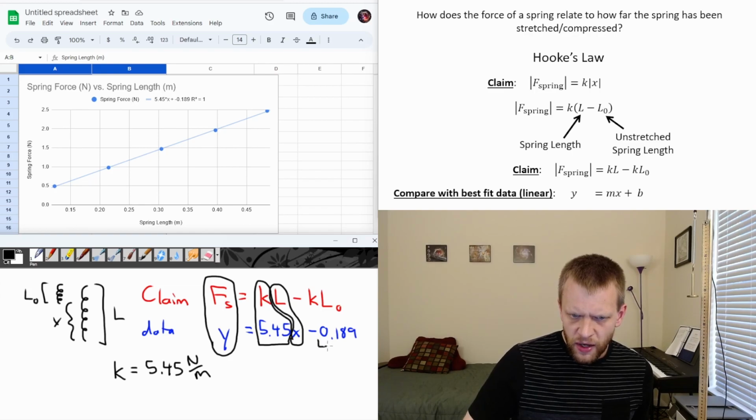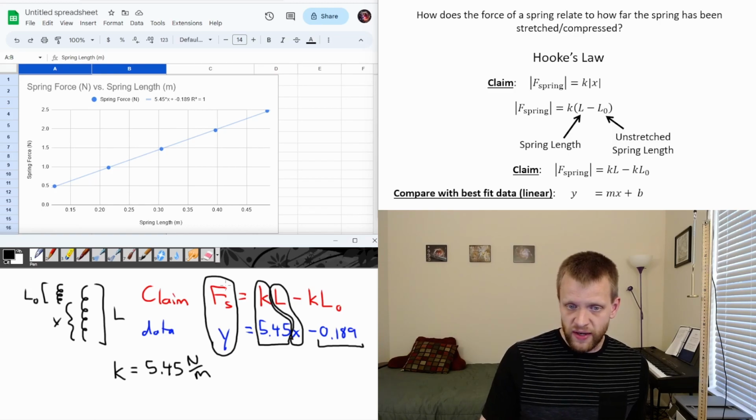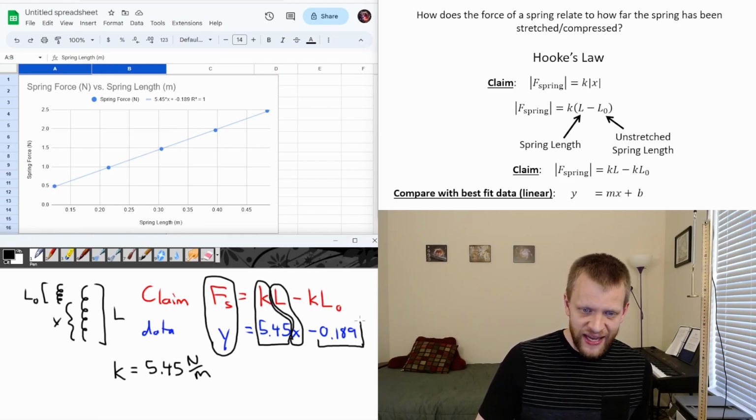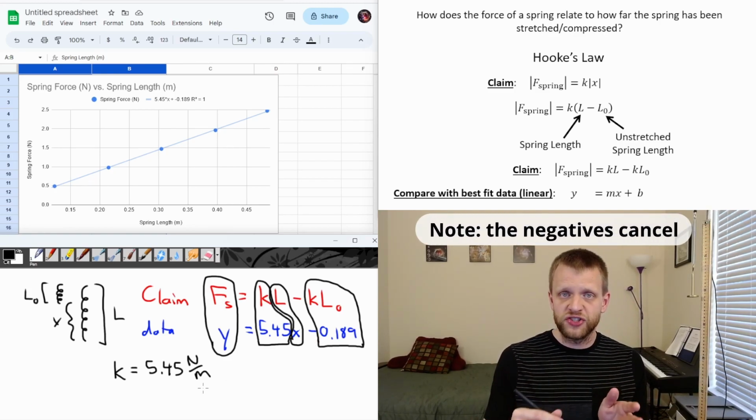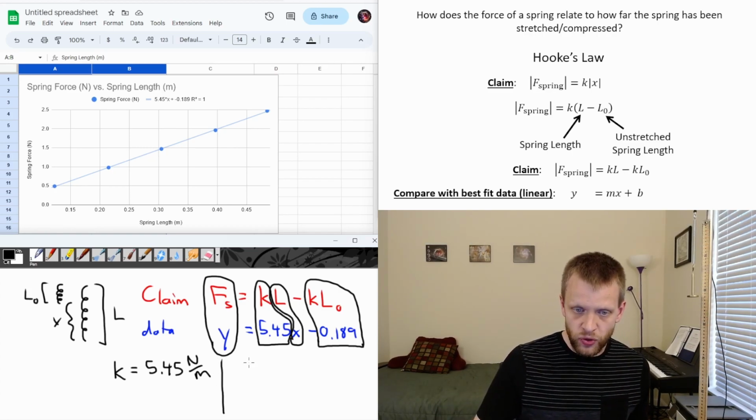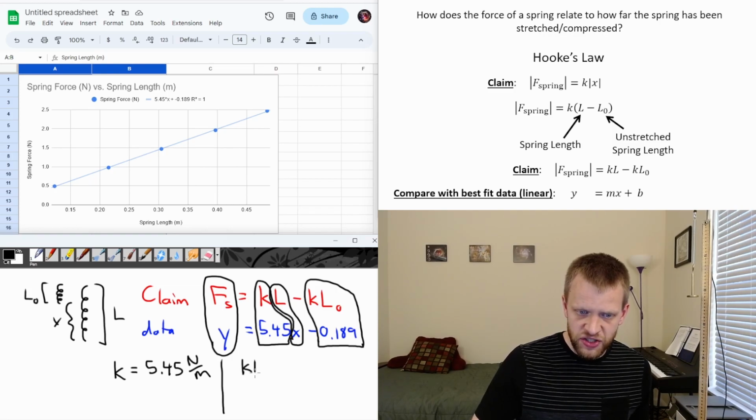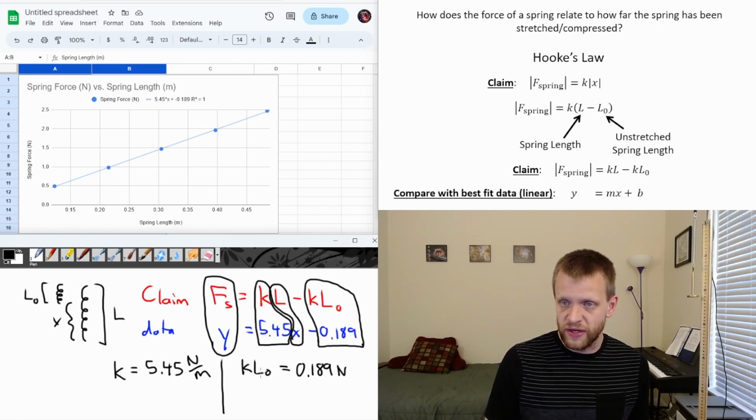What about this other value on the end, this 0.189 or negative 0.189? Well, notice that if we continue this comparison, that negative 0.189 should match up with the spring constant times the unstretched length of the spring. So according to this, the spring constant times the unstretched length should be equal to 0.189, and this would be in newtons right now, but we'll see that we can rearrange this to get meters for the unstretched length of our spring.